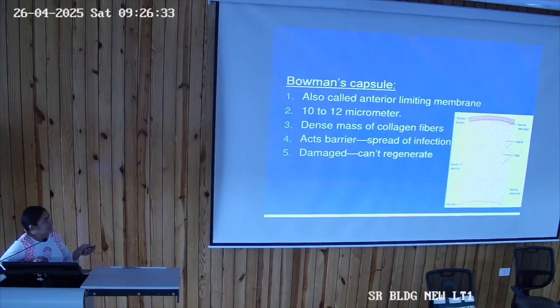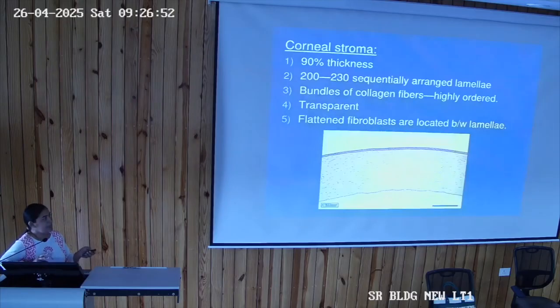micrometer. Then dense mass of collagen fibers are present in this layer, and it acts as a barrier for the spread of the infection. Once damaged, it cannot be regenerated. So the two layers: first one was corneal epithelium, second one is the Bowman's layer or anterior limiting membrane. If this slide comes to you, they will just ask you what are the different layers. You have to name the layers that are present in the cornea.